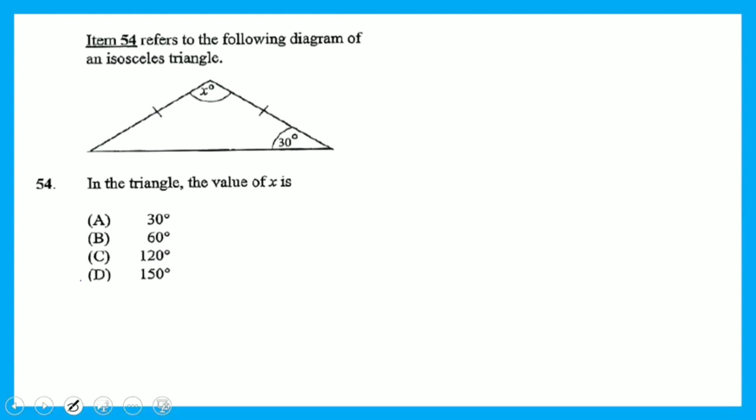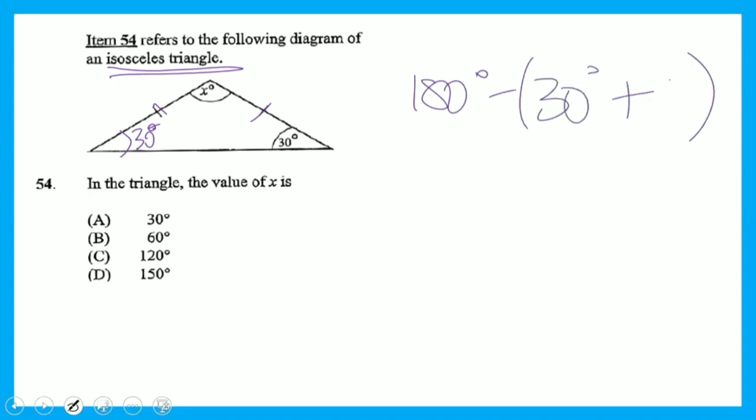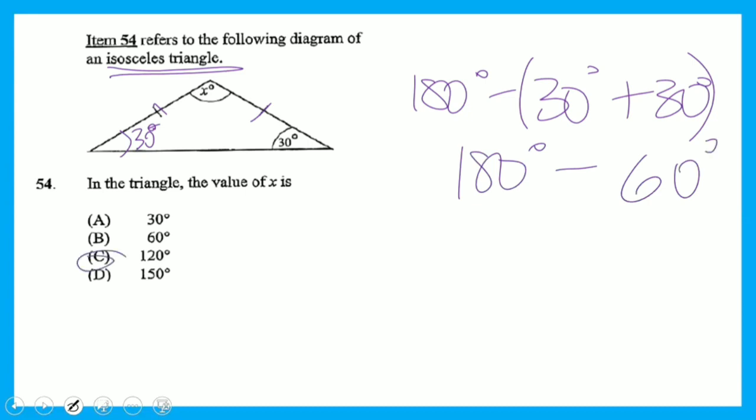We've seen this question before. In the triangle, what is the value of x? Now, this is an isosceles triangle. And so we know that if these two sides are equal, then these two angles are equal. So we just need to find the third angle in this triangle. So that's 180 degrees, the total angles in the triangle, minus both of these that we know, and that will give us our third angle. 180 degrees minus 60 degrees, and that will give us 120 degrees.